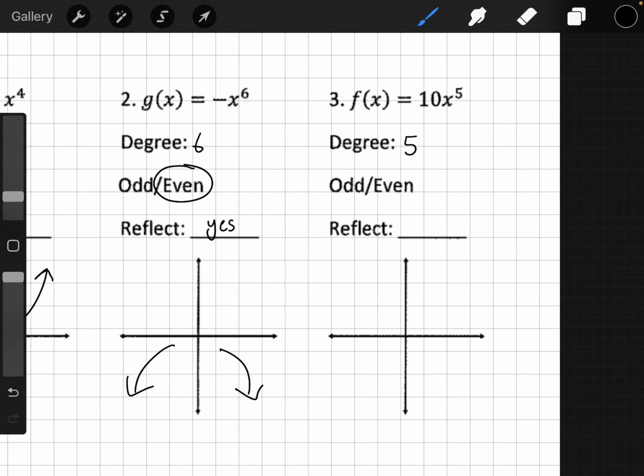The degree here is 5. Is this odd or even? It's odd. There's not a reflection. So when there's not a reflection, they will start and end in opposite directions. So it'll start from the bottom, towards the bottom, and come up to the top.